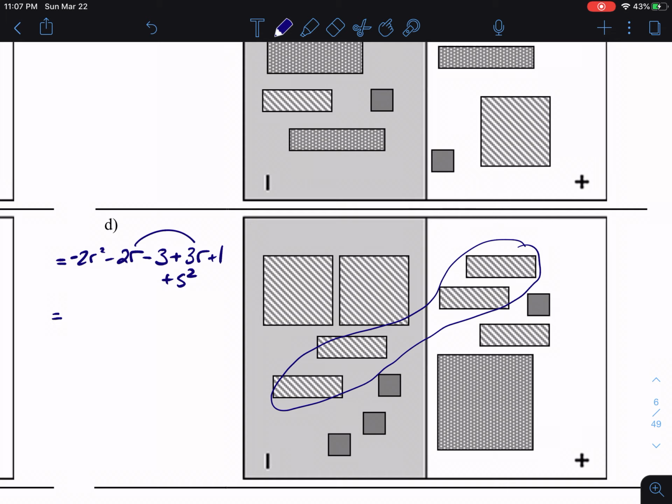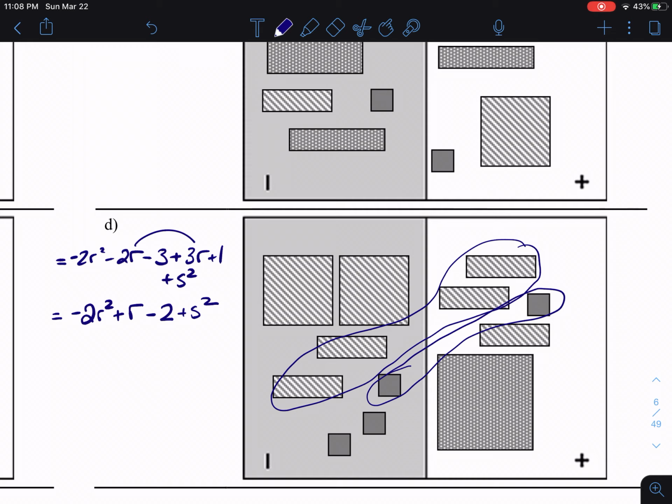So I can actually rewrite the negative 2r and plus 3r as plus r because the rest of them make up a zero pair. Now for the singles, I have a negative 3 and a 1. Now there is a zero pair in there. If I do not write that zero pair, I can simplify it to minus 2 and plus s squared. So that'll be the simplification.